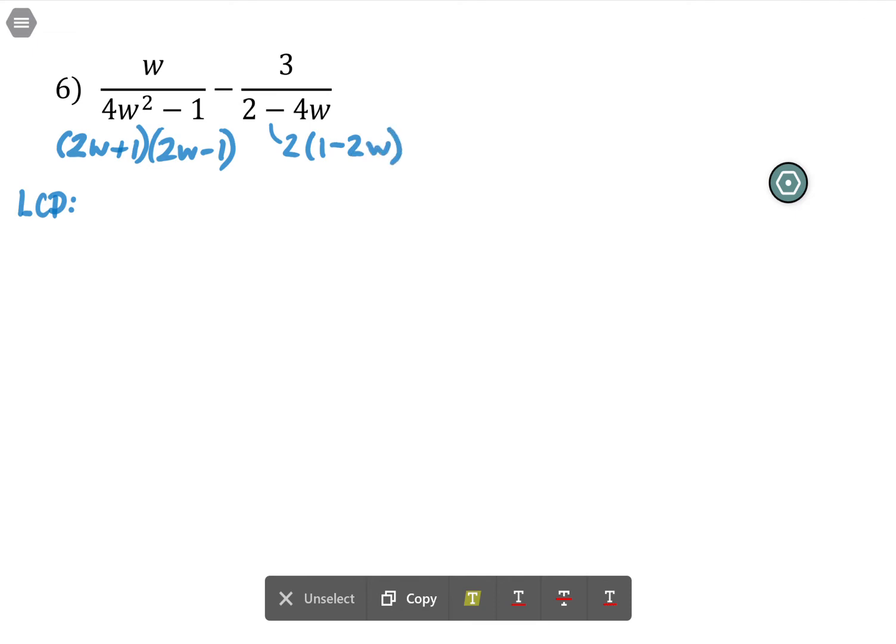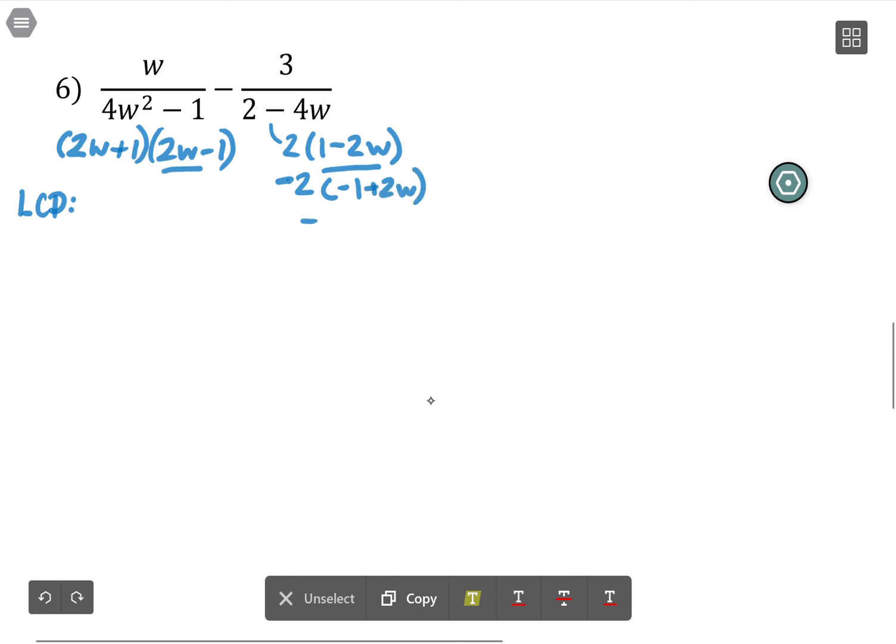But if I'm trying to build an LCD, something I notice is that I have a 2w minus 1 and a 1 minus 2w. When both signs are switched like that, you can factor out a -1 to make them match up. So I'm going to go one more step and say, if I make that a -2, then this will switch to -1 plus 2w, which is the same as 2w minus 1.